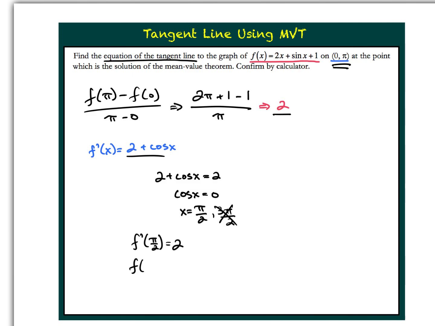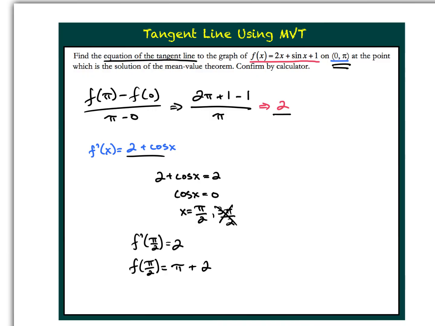So we're going to find f of pi over 2. So we're going to take that, and we're going to substitute that back into our original. And so now we have 2 times pi over 2, which is how much? Pi. And then plus sine of pi over 2, which is 1, plus 1, which is 2. And so my y value is pi plus 2. And I think that's a fantastic number.